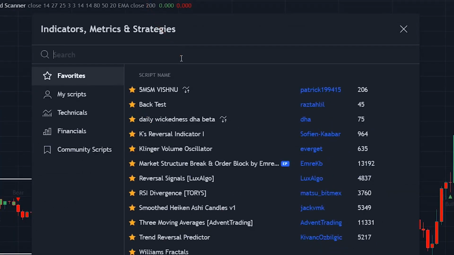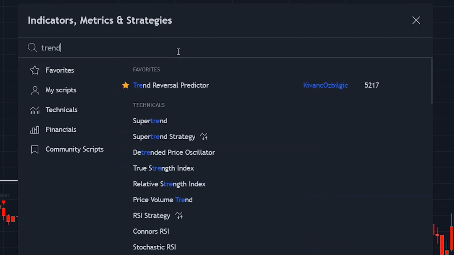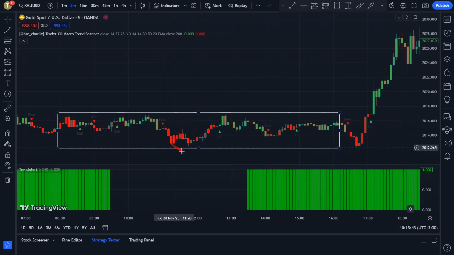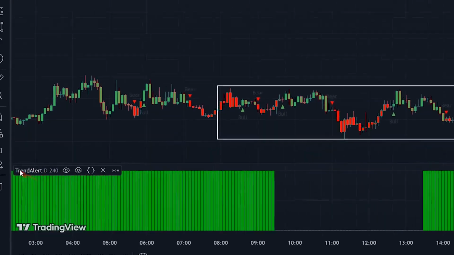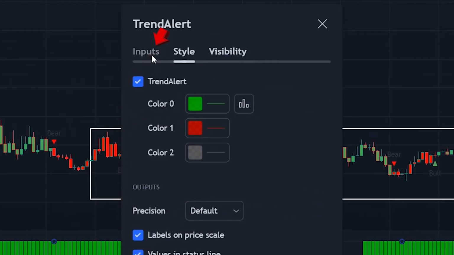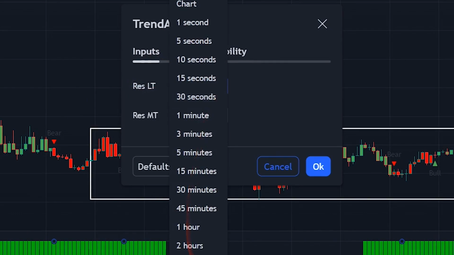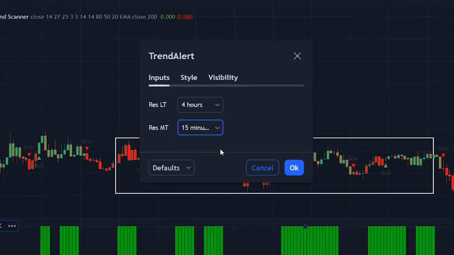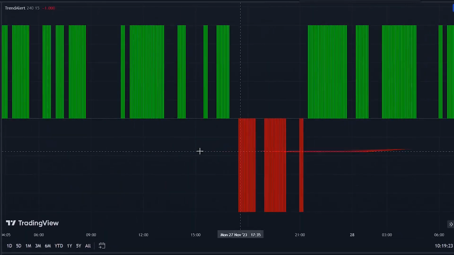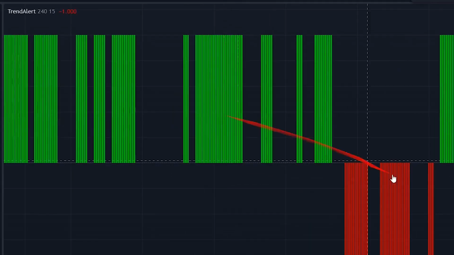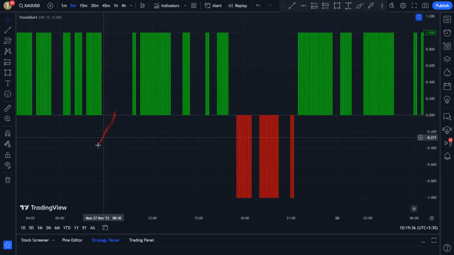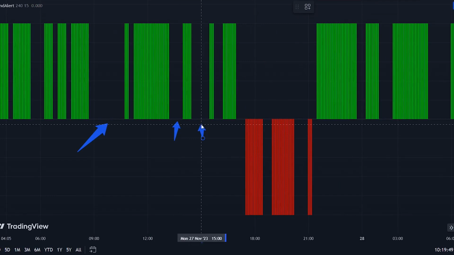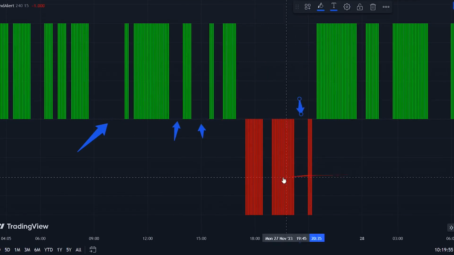In the Indicator tab, search for Trend Alert and make the necessary changes in the Input tab. In this indicator, you can see a series of green and red columns and empty areas that show us that we shouldn't open any trades in these points, whether they are buy or sell trades.